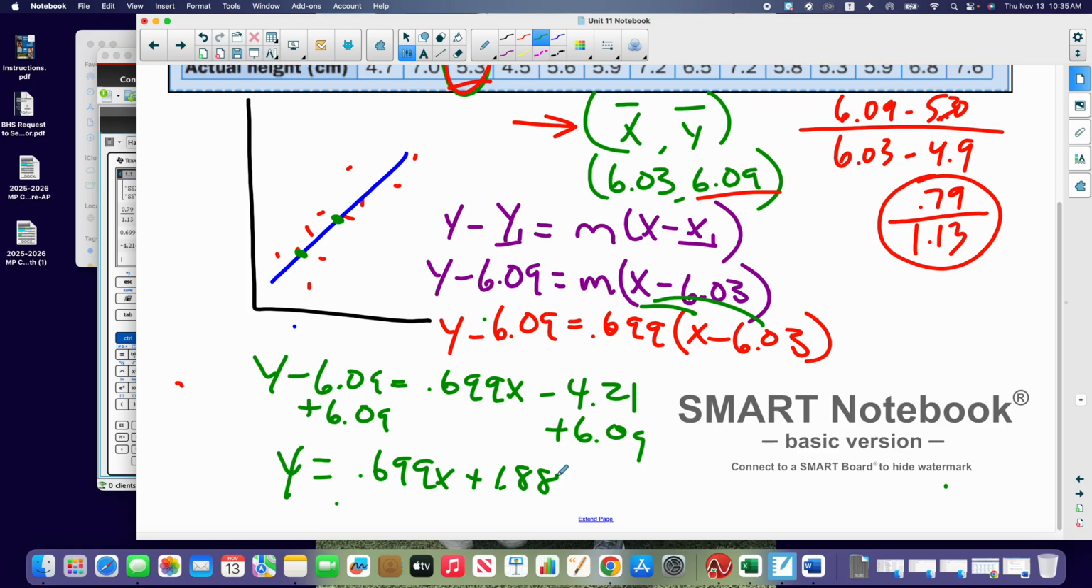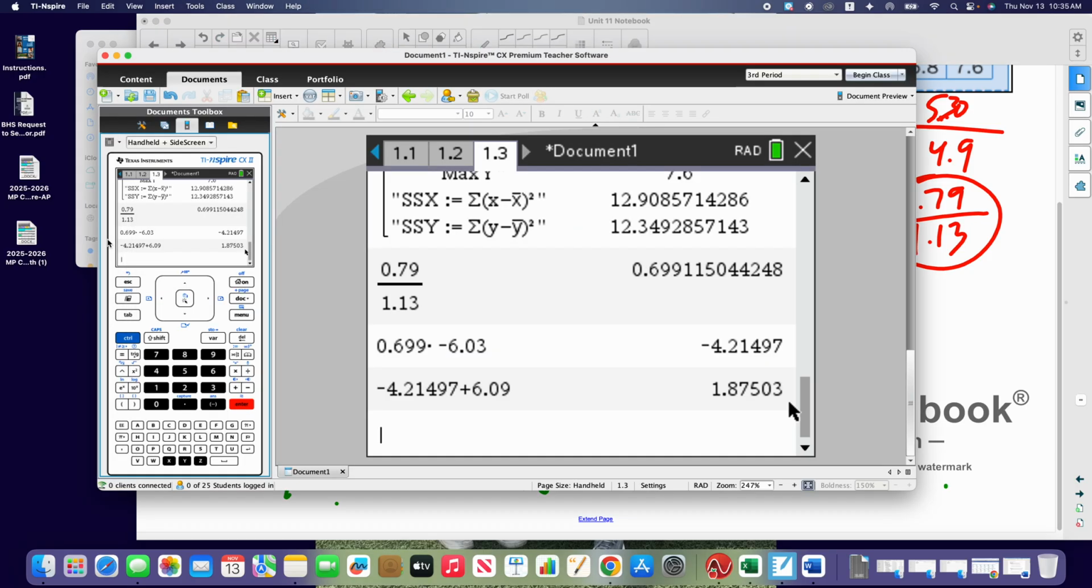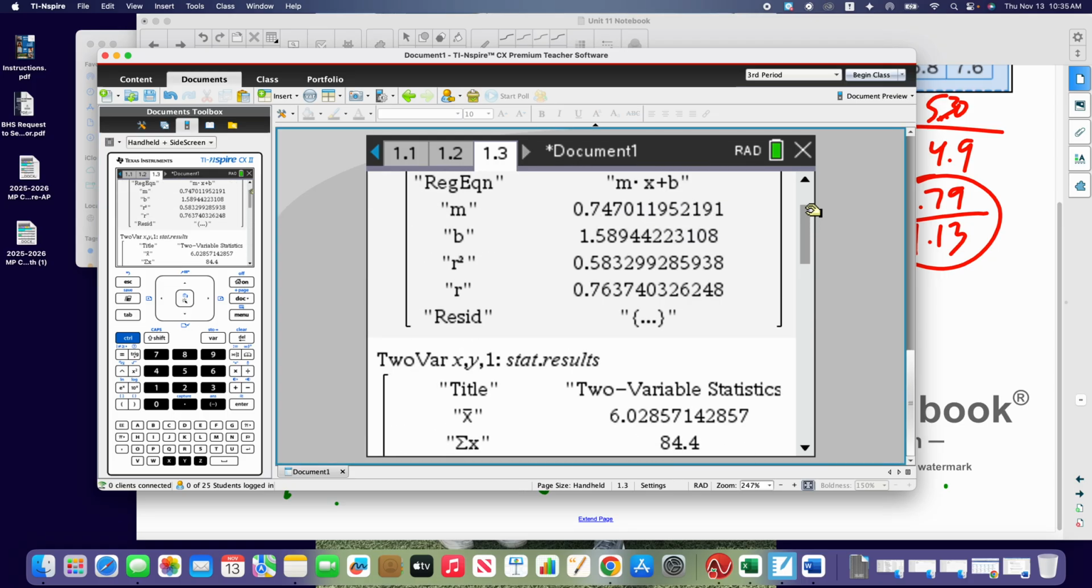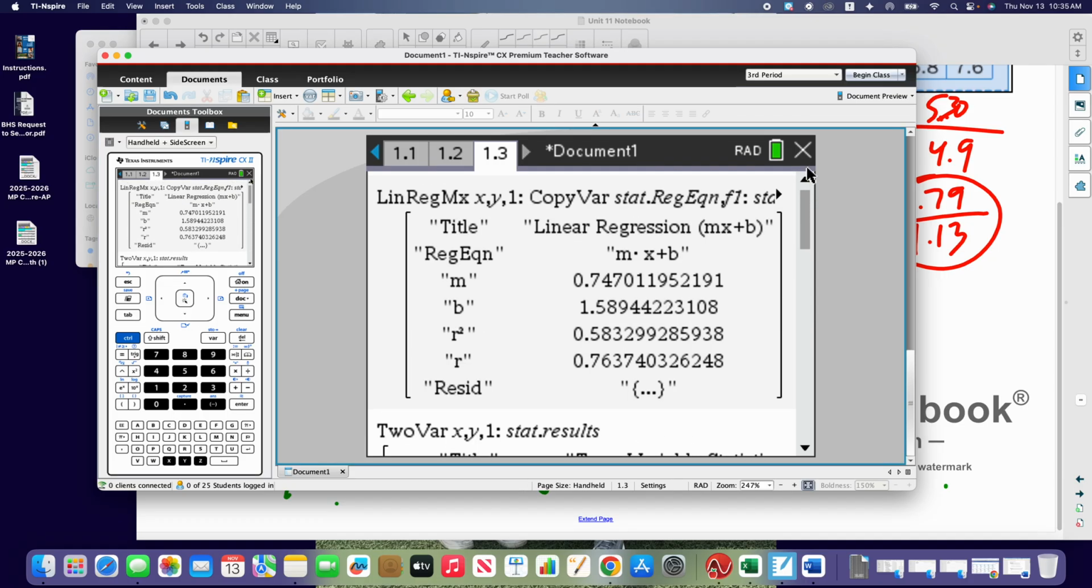Now, here's what I want you to see. We came up with this by hand. Are there some errors in this? Yep. Probably some errors because we did it by hand. We had to do some rounding and all, right? But I'm going to go back in my calculator and compare it to the regression line. The calculator ran the regression for me. I found the line of best fit by hand, so to speak.